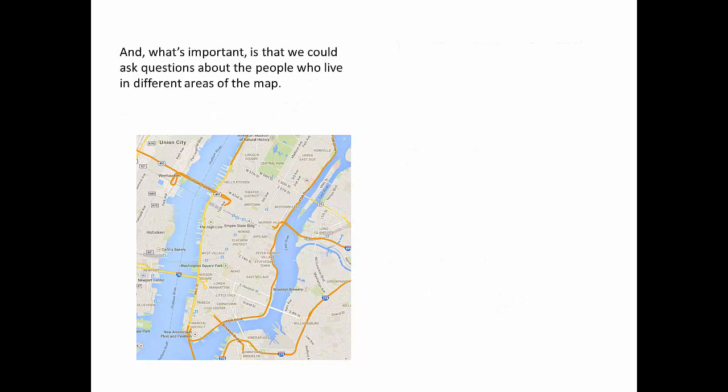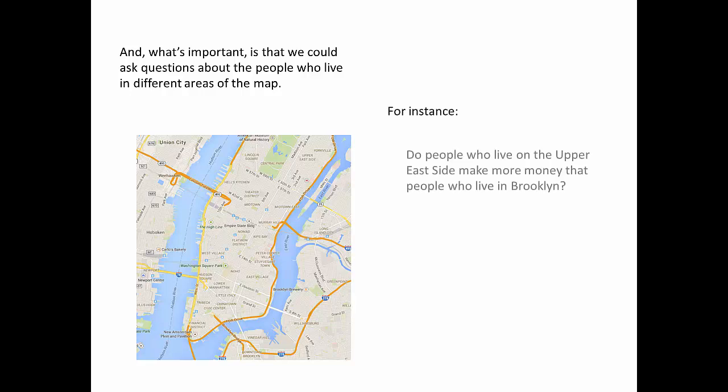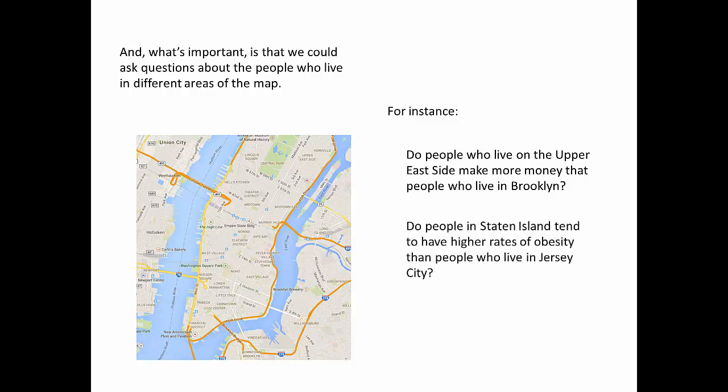And what's important is that we could ask different questions about people who live in different areas of the map. For instance, we could ask the question, do people who live on the Upper East Side make more money than people who live in Brooklyn? Or do people in Staten Island tend to have higher rates of obesity than people who live in Jersey City? Then we could just gather data and answer our question.